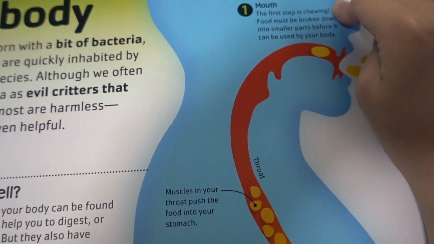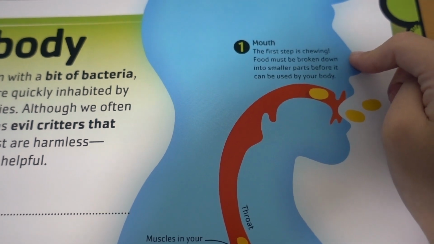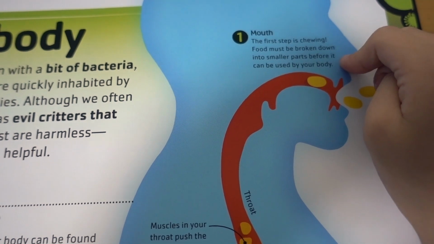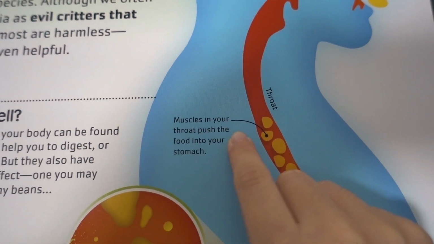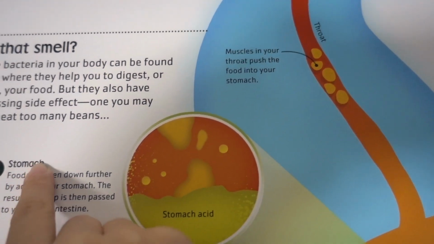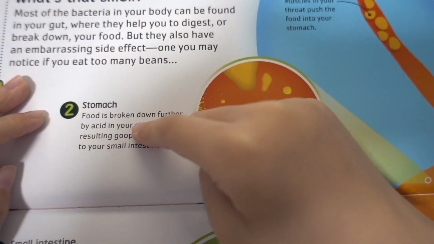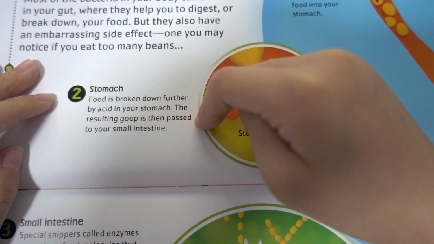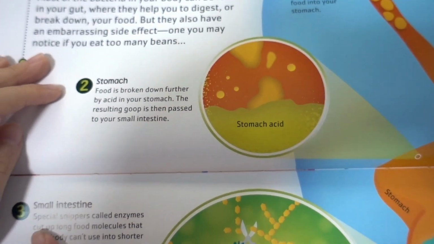Mouth. The first step is chewing. Food must be broken down into smaller parts before it can be used by your body. Muscles in your throat push the food into your stomach. Stomach. Food is broken down further by acid in your stomach. The resulting goop is then passed to your small intestine.